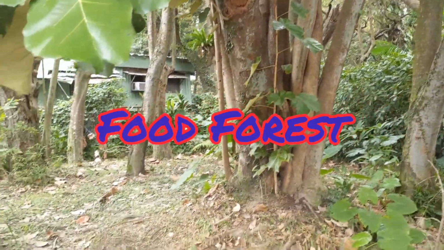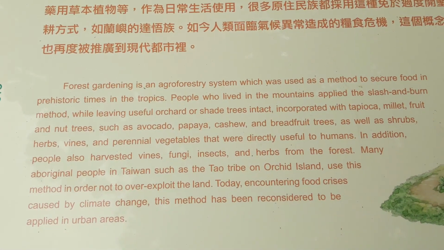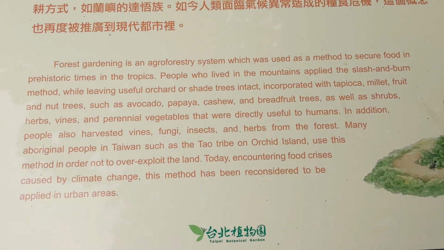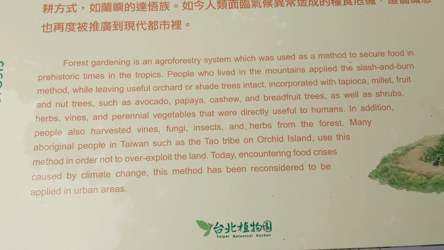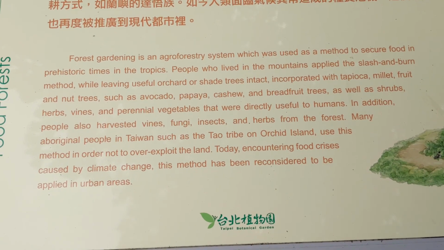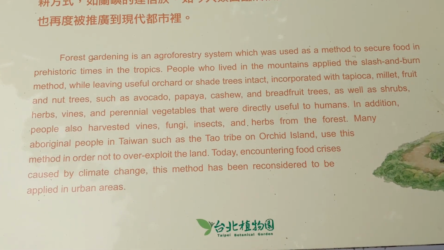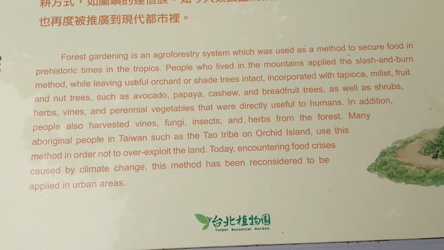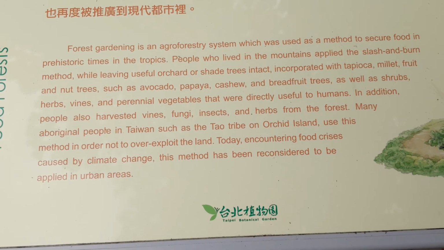Here's a popular permaculture method. Forest gardening is an agroforestry system which is used as a method to secure food in prehistoric times in the tropics. People who lived in the mountains applied the slash and burn method while leaving useful orchard or shade trees intact, incorporated with tapioca, millet, fruit and nut trees such as avocado, papaya, cashew, breadfruit trees, as well as shrubs, herbs, vines, and perennial vegetables that were directly useful to humans. In addition, people also harvested vines, fungi, insects, and herbs from the forest.